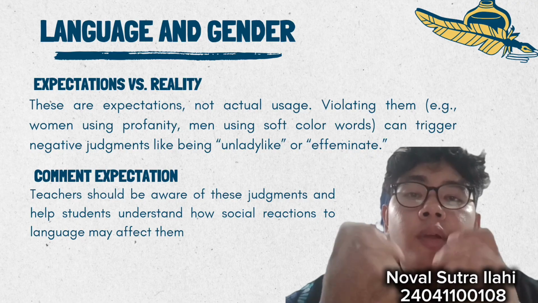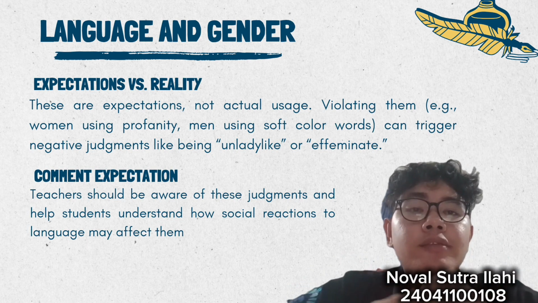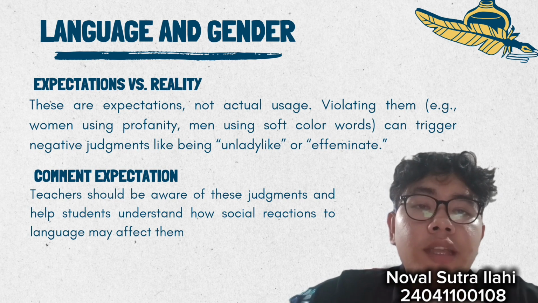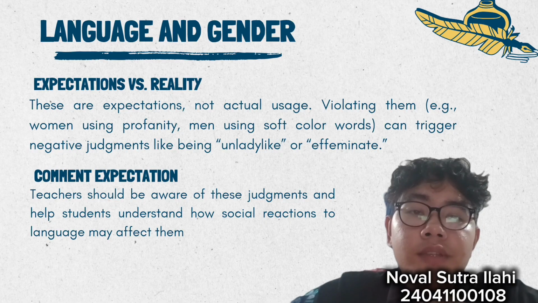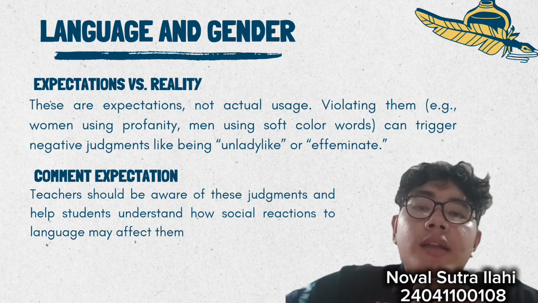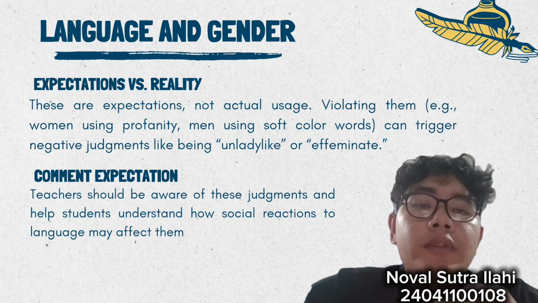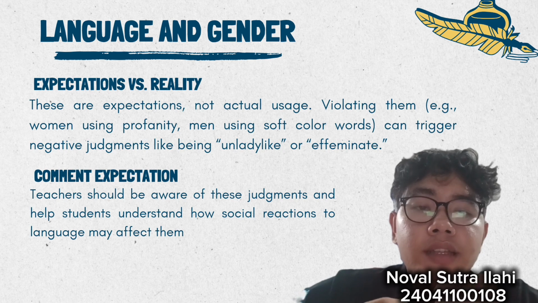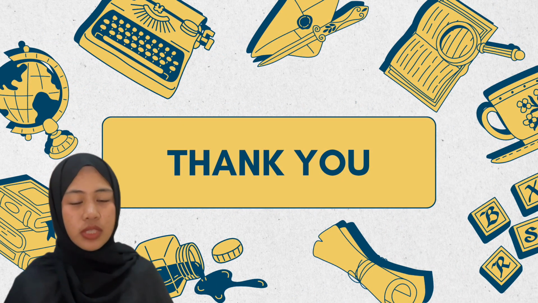Third, expectation versus reality. There are expectations, and not actual use, violating them. Example: women using profanity or men using soft color words can trigger negative judgment, like being unladylike or effeminate. Fourth, teachers should be aware of the judgment and help students understand how social reactions to language may affect them. That's all for our presentation.